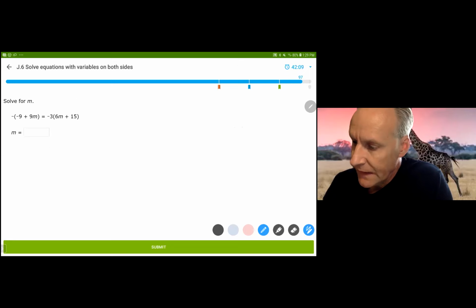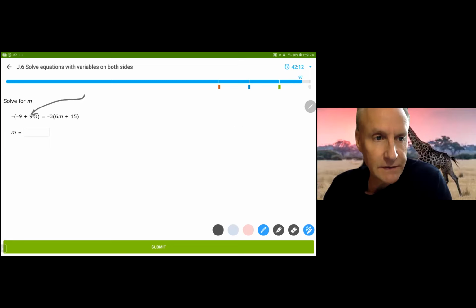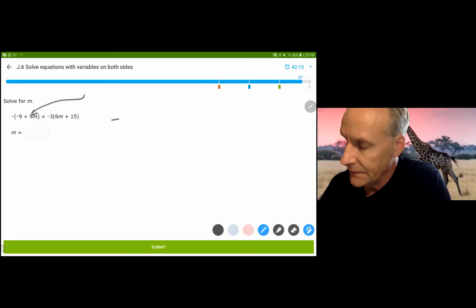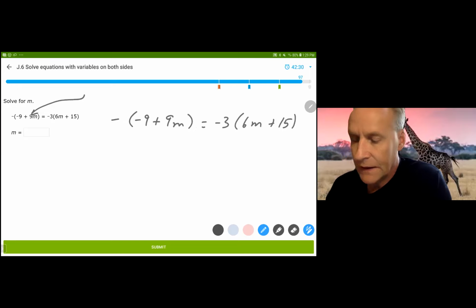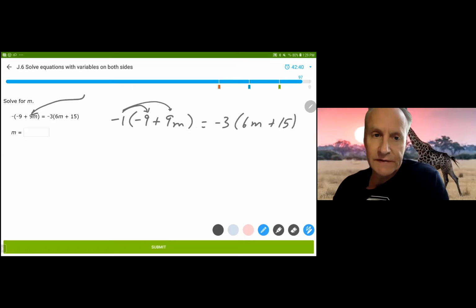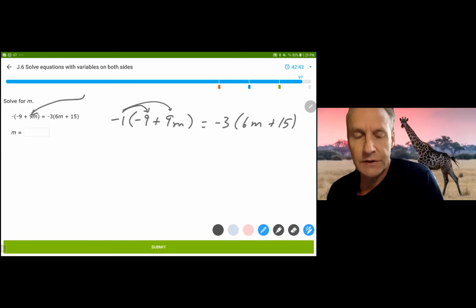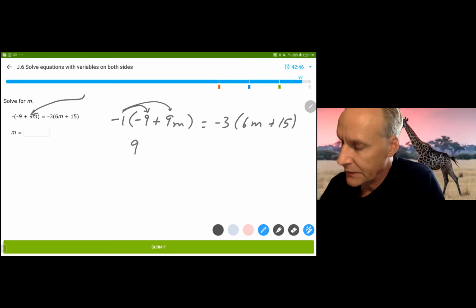Oh, there is a negative outside of the parentheses. And one way to think of this is, when you see a negative outside parentheses like this, I just want to show you something. When you see this negative outside here, there really is a 1 in front of it, even though you don't see it. And so it's being multiplied by negative 1. You can say it's the opposite of, and that has to be distributed, but it's up to you. That is 9 minus 9m. And on this side, we have negative 18m minus 45.